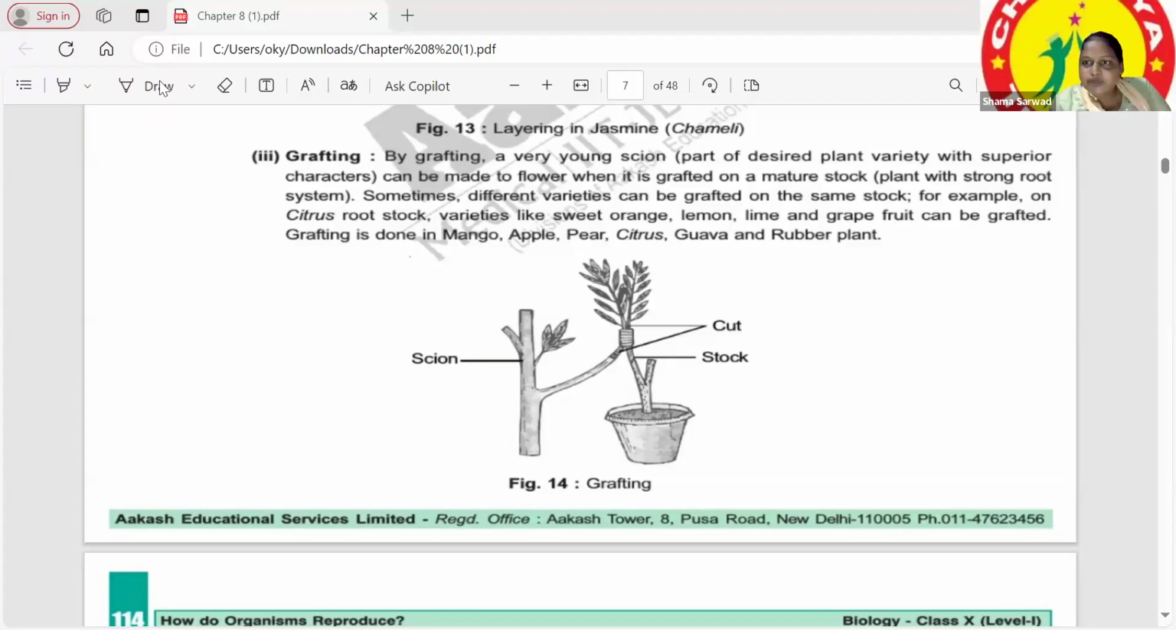Take a snap of whatever you have written and post it in the group so I can go through it and cross-check whether you have written it or not. Okay, fine. Sure, ma'am. Thank you.